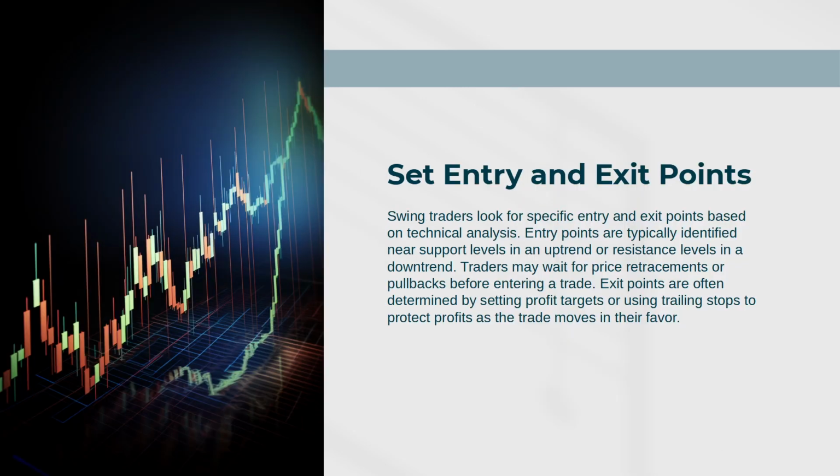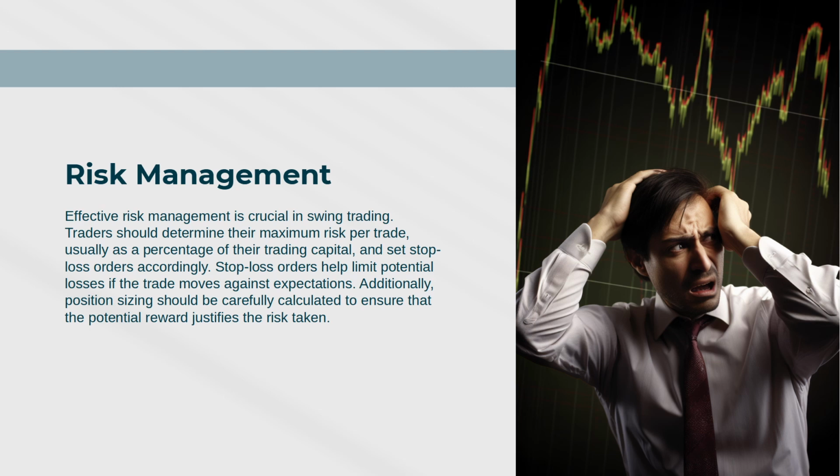Set entry and exit points. Swing traders look for specific entry and exit points based on technical analysis. Entry points are typically identified near support levels in an uptrend or resistance levels in a downtrend. Traders may wait for price retracements or pullbacks before entering a trade. Exit points are often determined by setting profit targets or using trailing stops to protect profits as the trade moves in their favor.